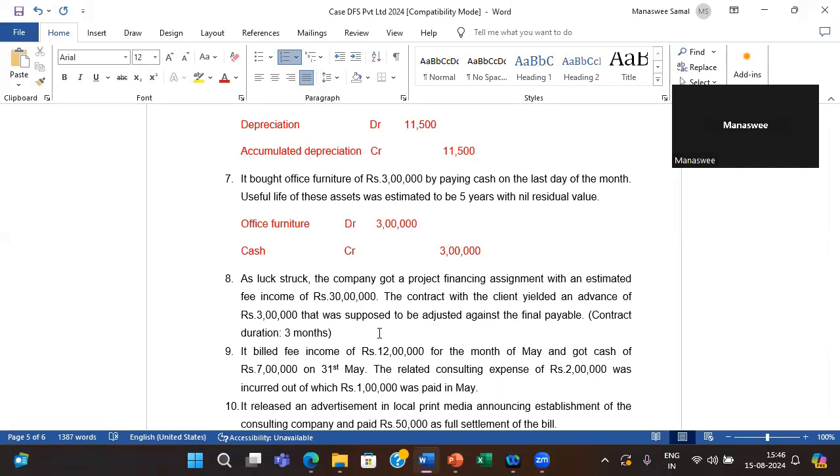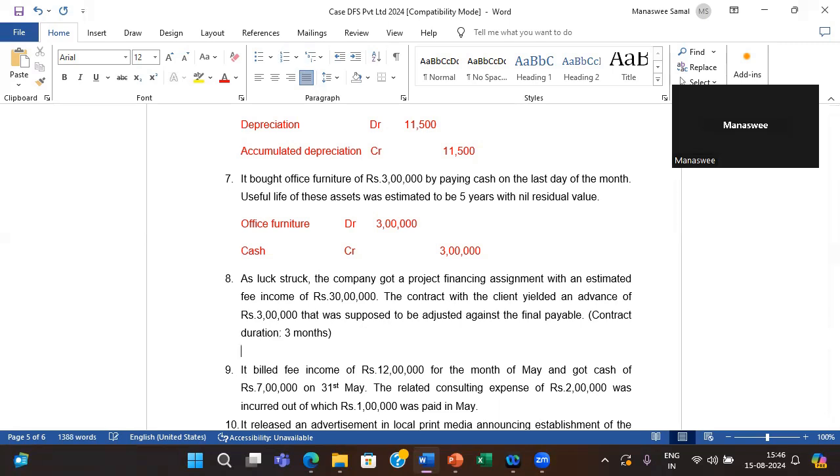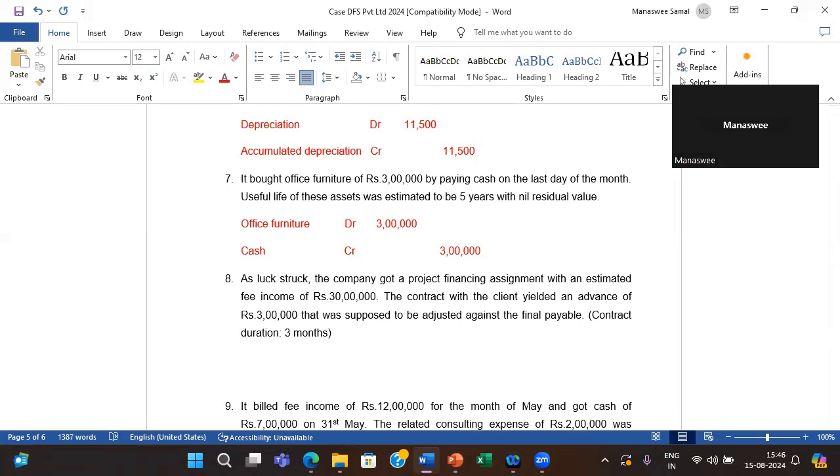This is a contract you have signed. No transaction has happened, right? It is not that you have immediately got income of 30 lakhs. So it's just information. The contract with the client yielded an advance of 3 lakh that was supposed to be adjusted against the final payable. This is advance from customer, and advance from customer is a liability because this has to be settled by supply of goods or service.